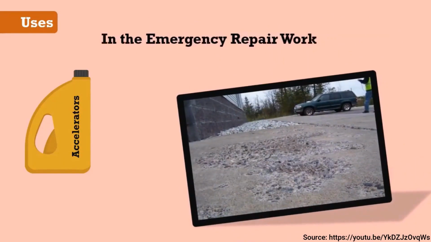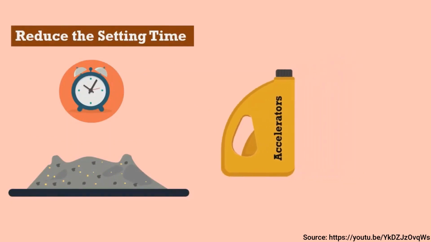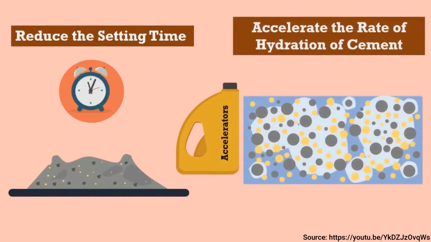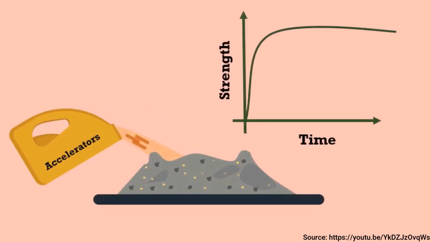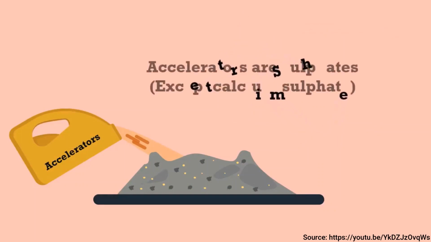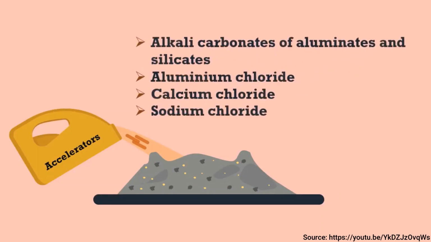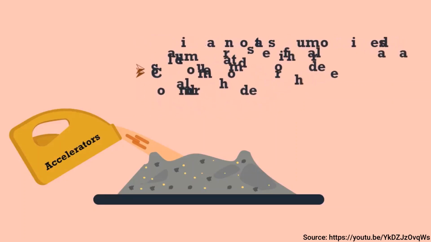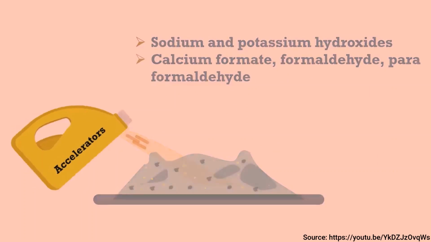For emergency repair work, accelerators generally reduce the setting time and accelerate the rate of hydration of cement. Consequently, it gains strength earlier. Examples of accelerators are sulfates except calcium sulfate, alkali carbonates, aluminates and silicates, aluminum chloride, calcium chloride, sodium and potassium hydroxides, calcium formate, formaldehyde, paraformaldehyde.